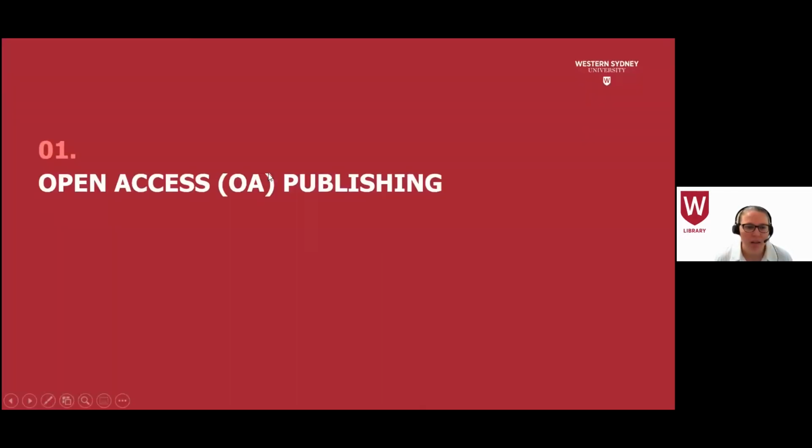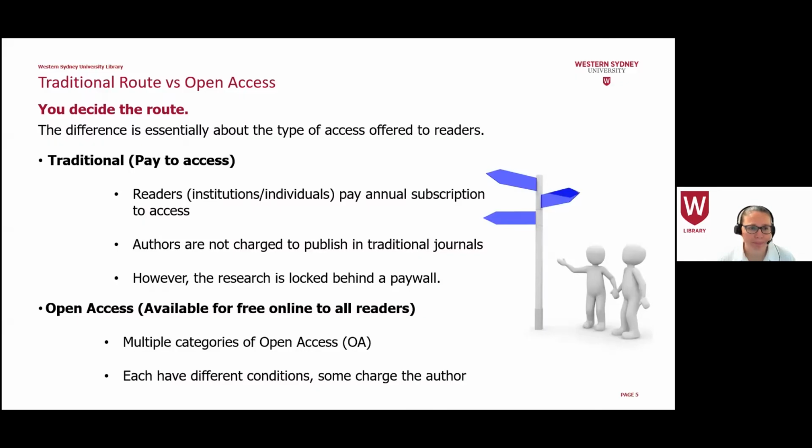Okay. All right, so let's kick us off with open access publishing. There are two routes to publishing journal articles. The traditional route is the pay to access version. So readers or institutions or individuals pay an annual subscription fee to access. Authors aren't charged to publish in traditional journals. However, the research is then locked behind a paywall.